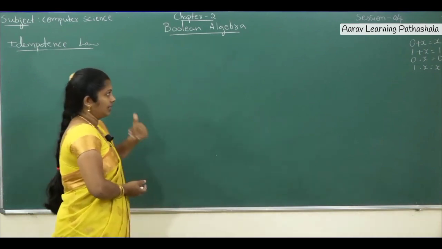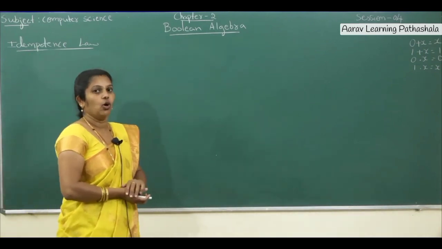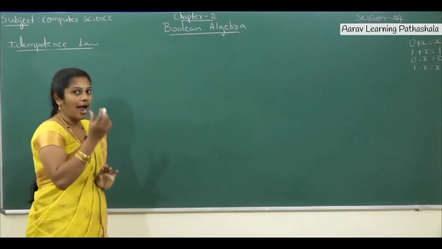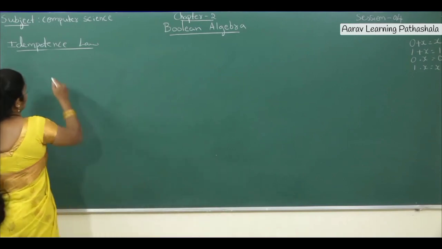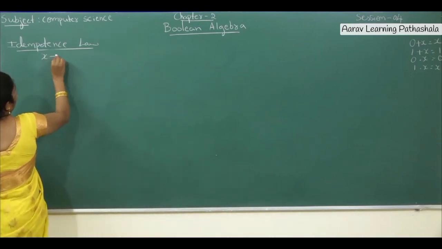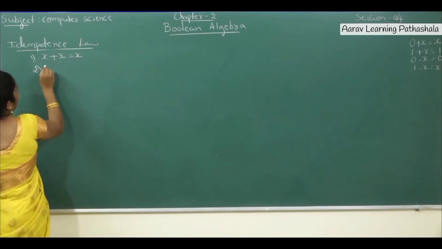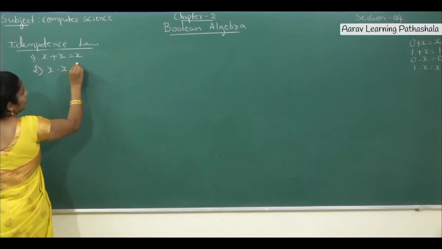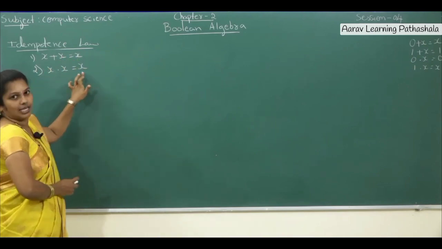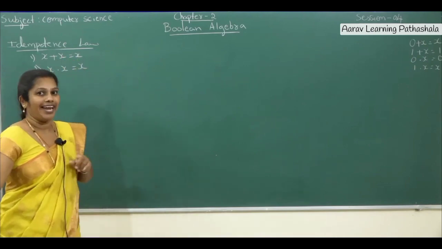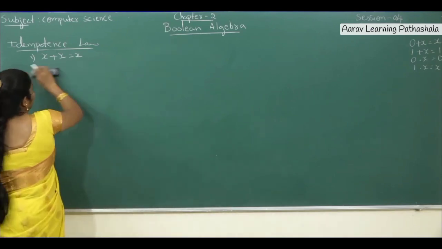Today we want to continue with the remaining things. First I am going to explain the idempotence law. What do you mean by idempotence law? Both the variables are in the same pattern. In the idempotence law, we have two postulates. One is x plus x equals x, and the second one is x into x equals x. These two are the idempotence law. One by one we will prove them. First I am going to start with the first one.